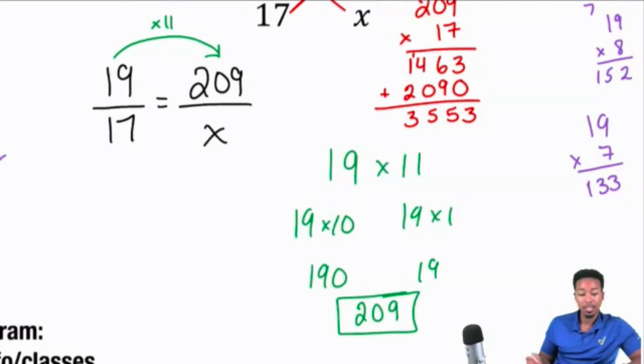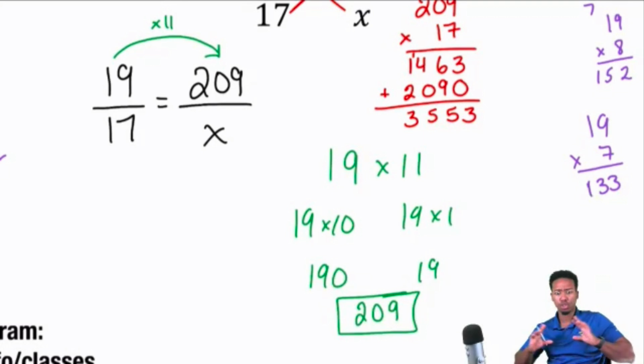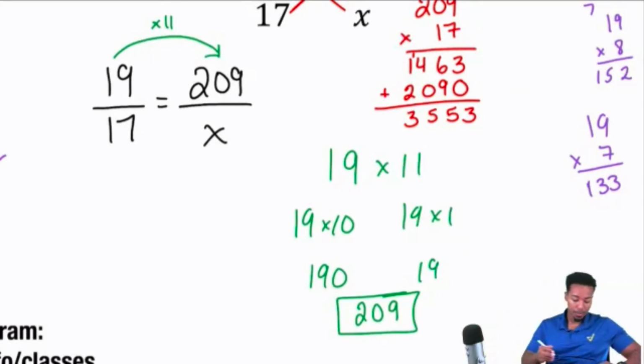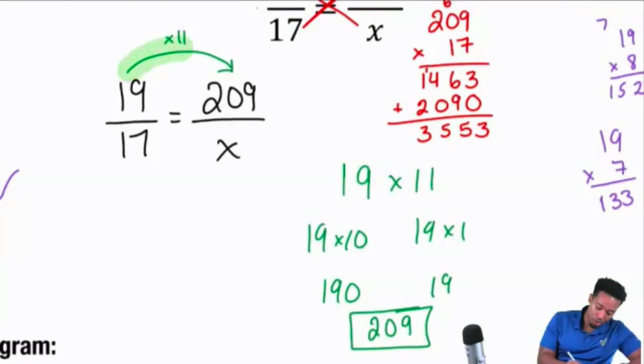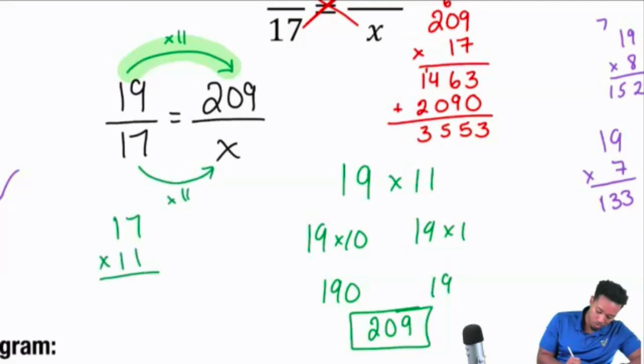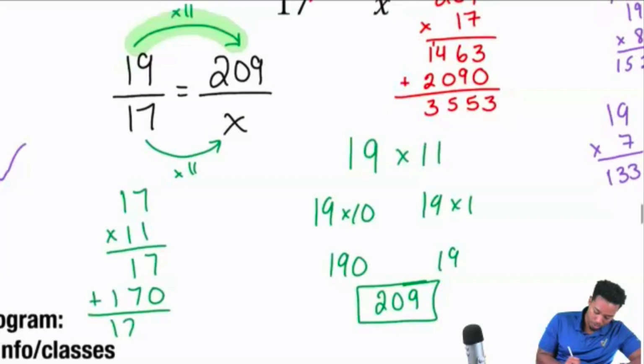209. If you would have noticed that from the very get-go, and again, I'm not saying that everybody has to notice that, but if you did, you noticed a times 11 relationship that you can emulate right here and only have to do 17 times 11. 1 times 7, 1 times 1, 187, and we're done.